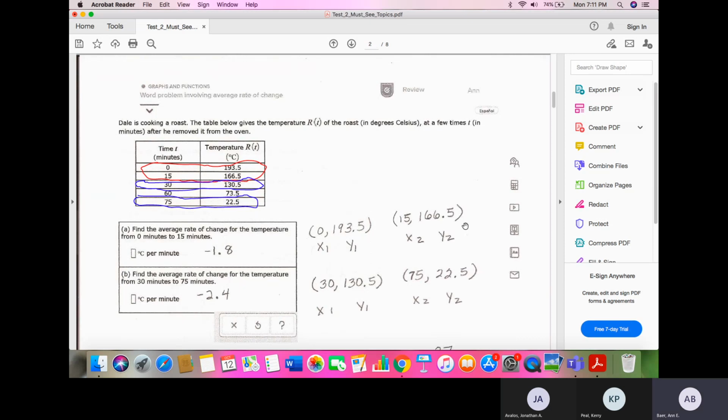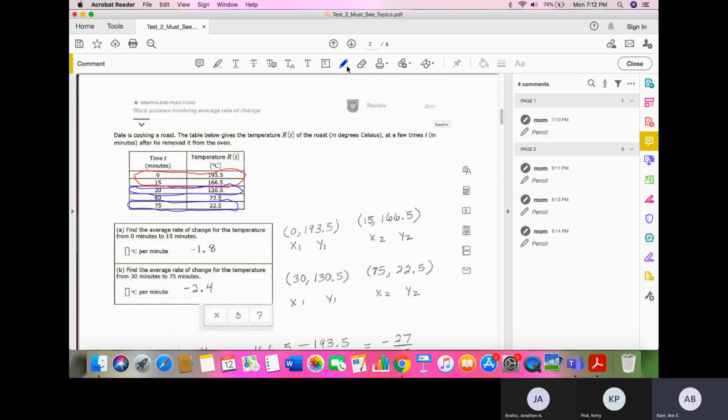Okay. So this one is a word problem involving average rate of change. Average rate of change is slope. So this average rate of change up here, these key words right here, this is just slope. This is what we call m.